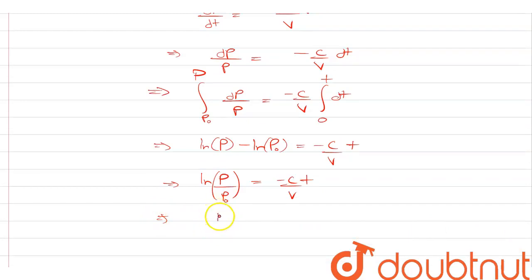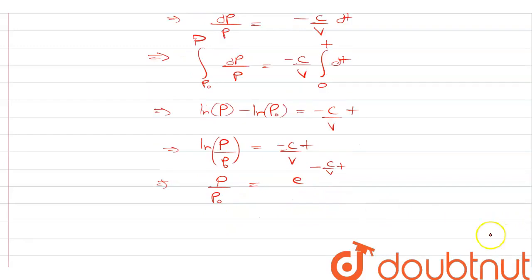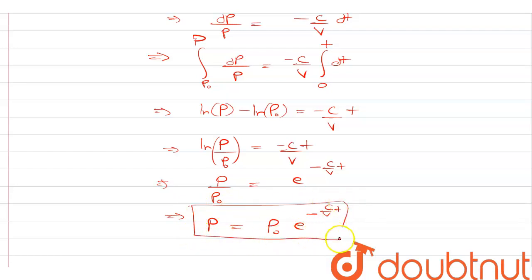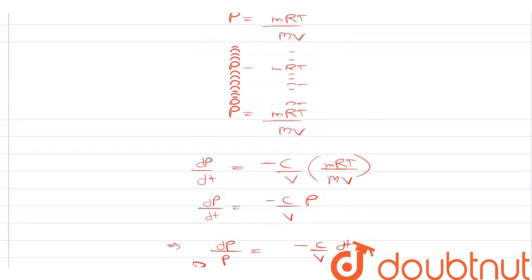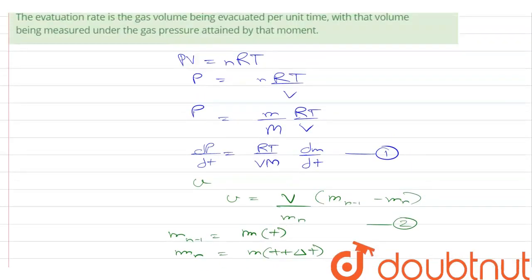You can write this in a different manner if you like. That would be P by P naught is equal to e raised to the power minus C by V T, which means P is equal to P naught e raised to the power minus C by V T. And we have a relation between pressure and time, as the question asked.